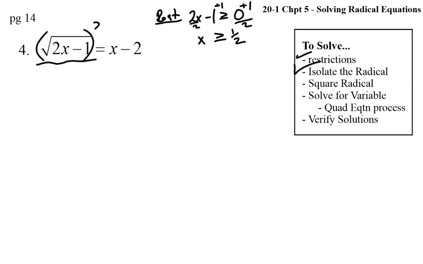Square the radical. Square it. That leaves us with 2x minus 1.